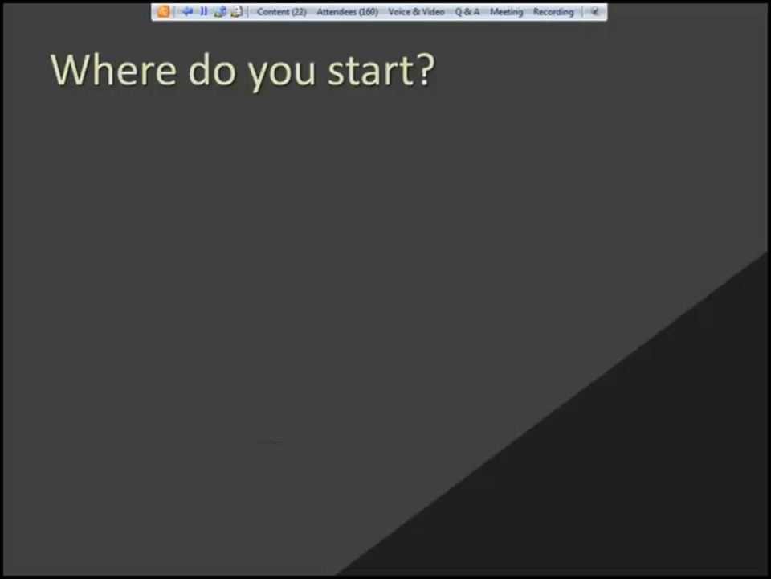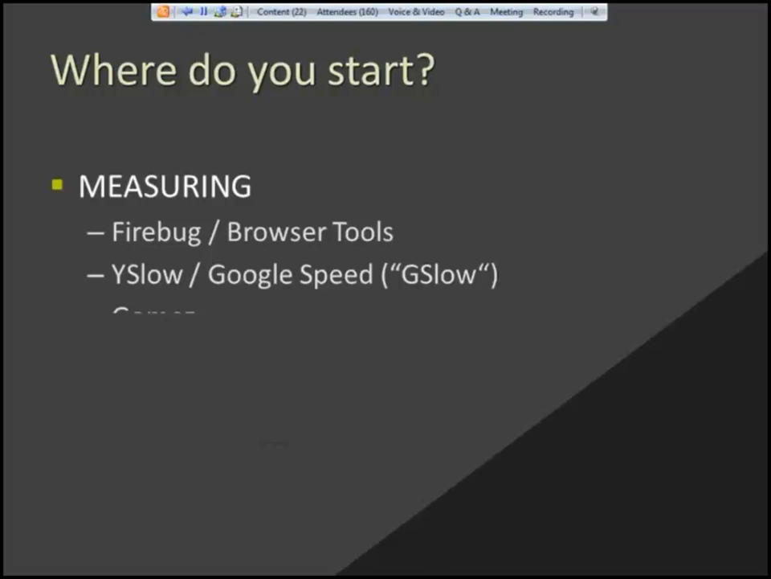The best place to start is measuring. You need to understand where your site is slow today so that you know where to invest the most time in measuring and improving your site. And there's some great tools out there to help you do that. Firebug is one of the tools we looked at today, in addition to the built-in tools in Chrome. But two other great tools, YSlow from Yahoo and Google Speed, also sometimes called GSlow, from Google, are Firefox plugins that give you great analysis of how your page measures up on a lot of different optimization techniques.